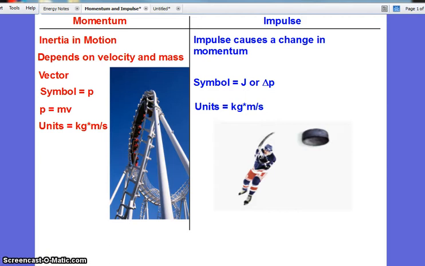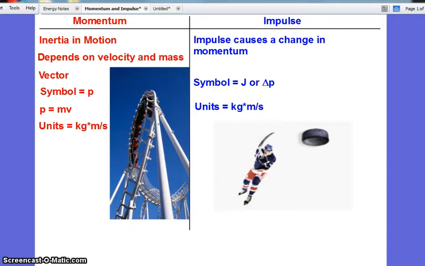Momentum is really only the moving component of that inertia statement. So an object in motion wants to stay in motion is kind of momentum. So it's inertia in motion. It is only the motion part of that. So it depends on velocity and mass. And think of it as how difficult it is to stop a moving object.